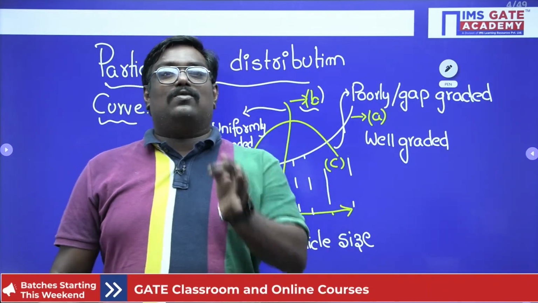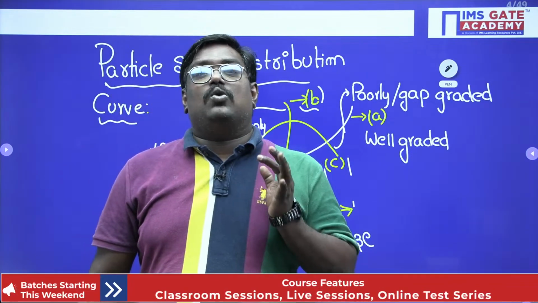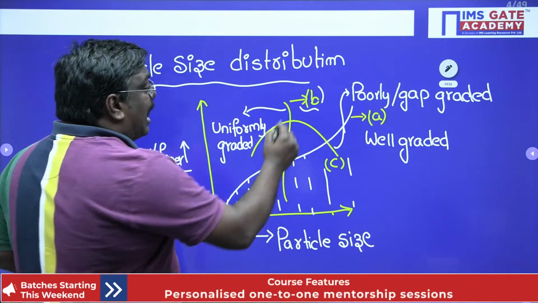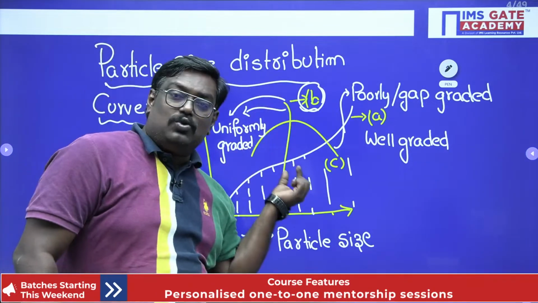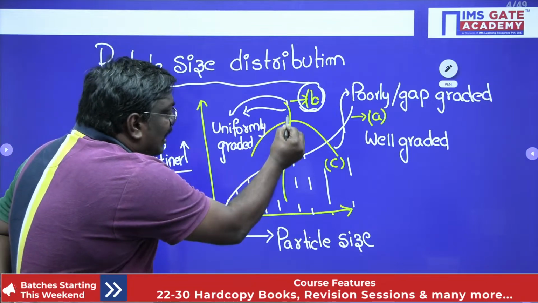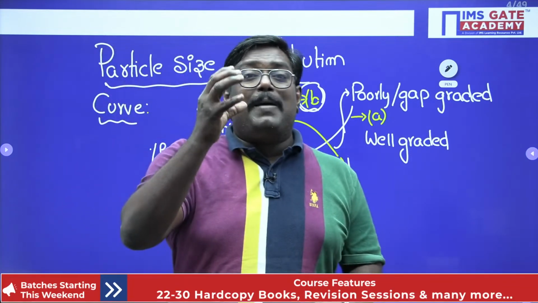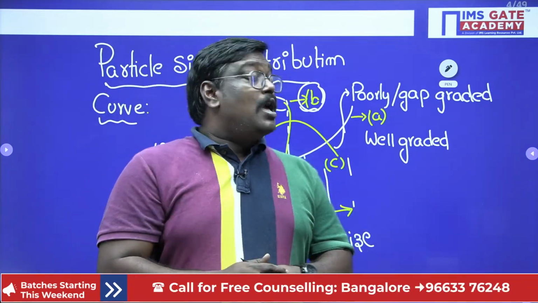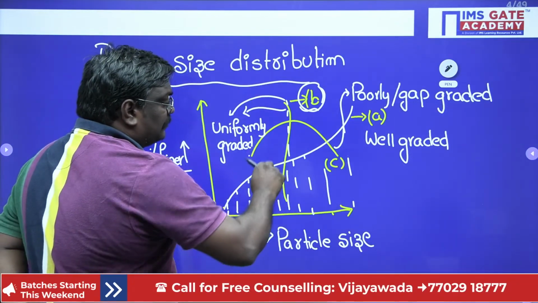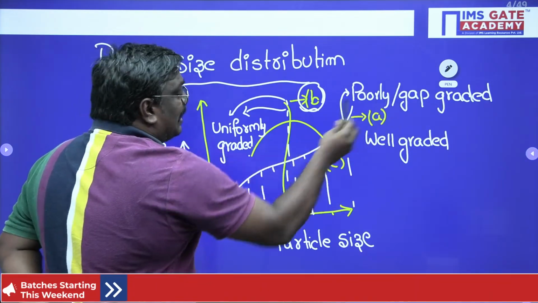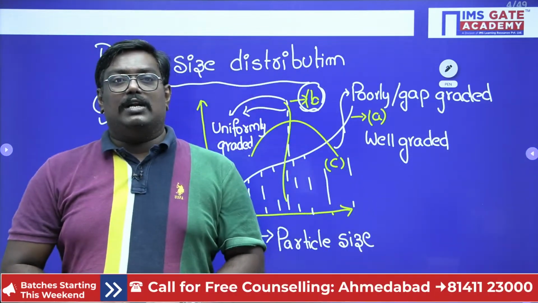When do you say that a soil is well-graded? When the particles of all sizes are present, then it is called a well-graded soil. And when do you say that a soil is uniformly graded? In uniformly graded, all the particles are of the same size. When all the particles are of the same size, my dear students, we call that soil uniformly graded. And in this graph, it is poorly or gap graded because some particle sizes are missing. So let us conclude this, students, just go through the graph.